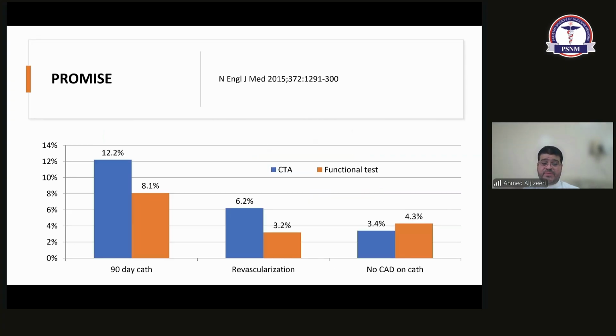Likewise, the PROMISE trial demonstrated that patients who underwent CT have a higher chance of cath, a higher chance of revascularization, and of course, a lower chance of having no obstructive coronary artery disease at cath. So exactly the opposite of what Scott-Hart has shown us.